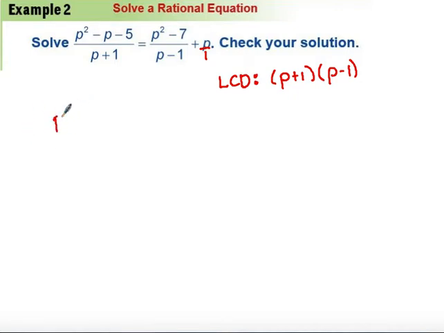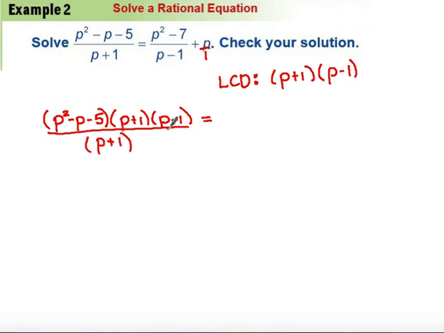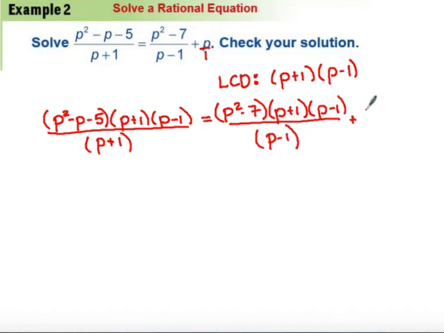So I'm going to have to take p squared minus p minus 5 times my LCD. I'm going to set that equal to, and again, that's all divided by p plus 1 at the moment. That's going to be set equal to p squared minus 7. Again, that doesn't factor. Divided by p minus 1. Plus, then I'll have p times, I have to do it one more time, times my LCD over 1.